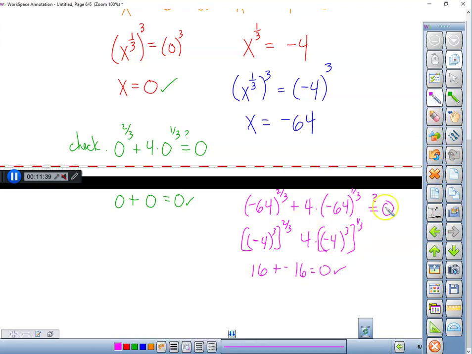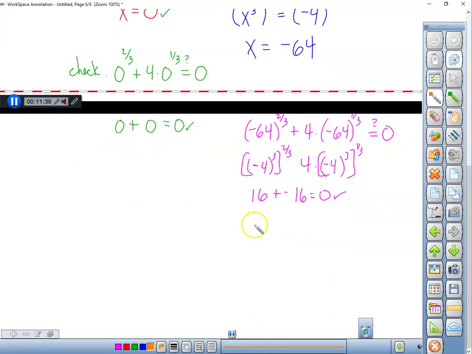If you get a little lost in that math because you haven't had a lot of practice with doing it that way, you can change it to its radical form and make it the cube root of negative 64 squared plus 4 times the cube root of negative 64. Check to see if that is 0.